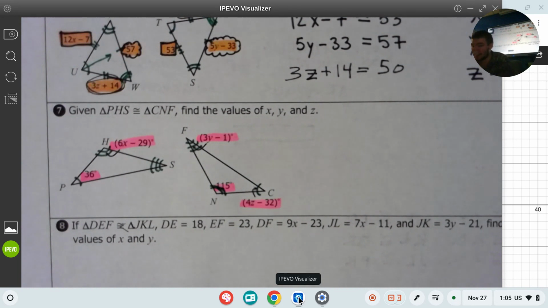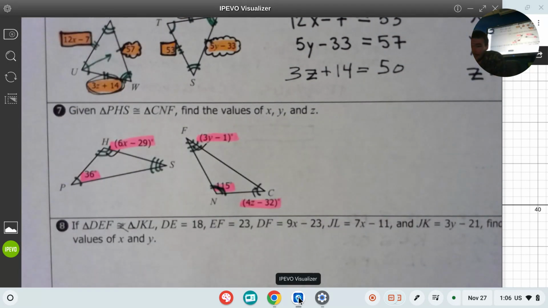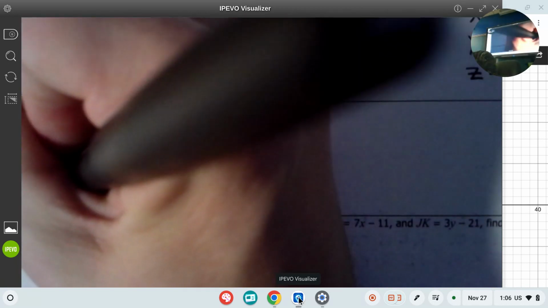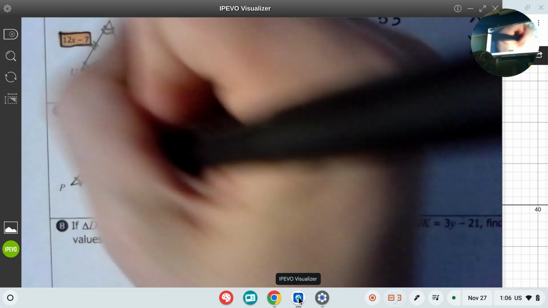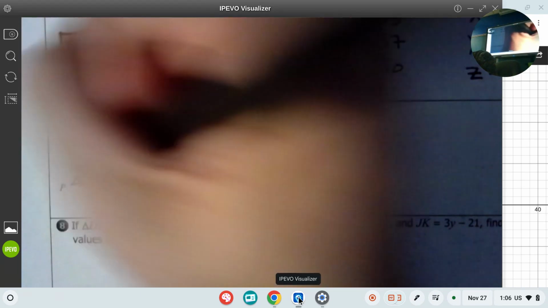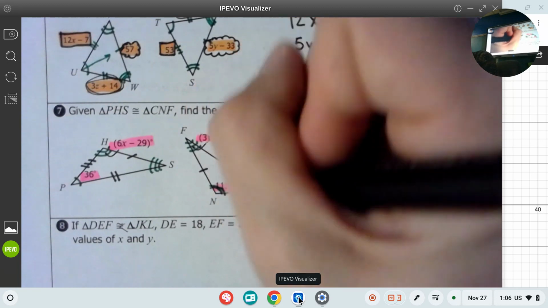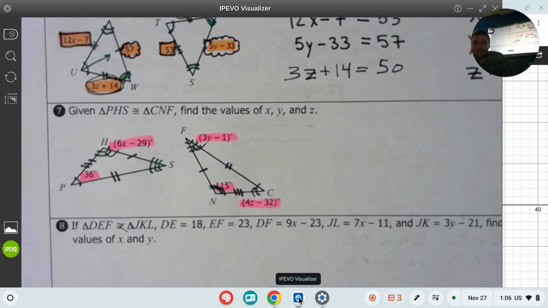And I could do the same with the sides. Honestly, this question has nothing to do with sides, so it's not that important. But again, across from the single is a single. Across from the double is a double. Across from the triple is a triple. Those side markings aren't that important. This question has nothing to do with sides, but it's still good practice.